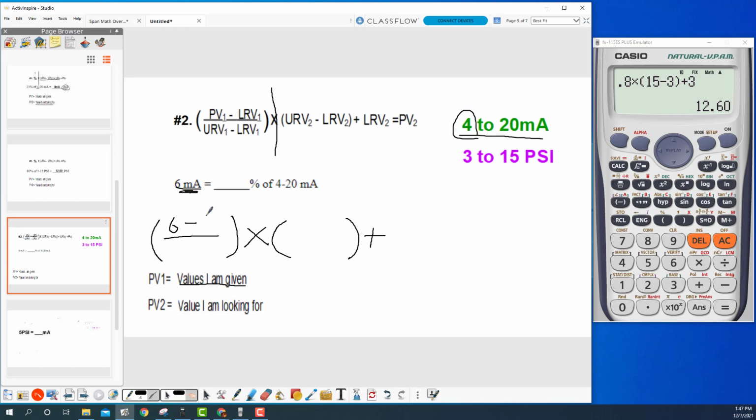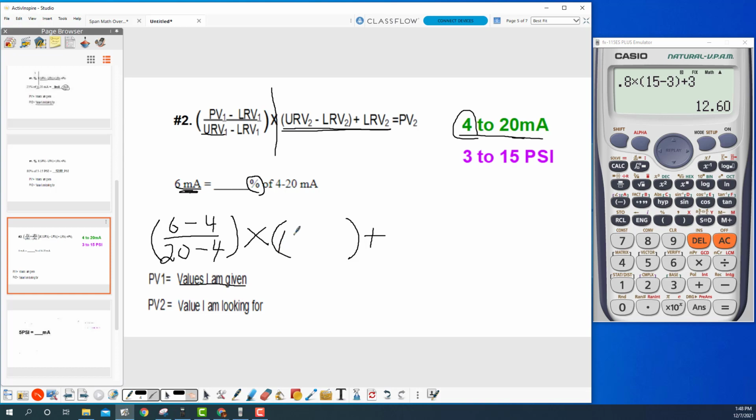It's 4. So it's going to be 6 minus 4 over the upper range value minus the lower range value. The upper range value of milliamps is 20, so we will write 20 here, minus the lower range value again, which is 4, times... now I'm moving over into what I'm looking for. What value am I looking for? Guess what? I'm looking for a percentage.